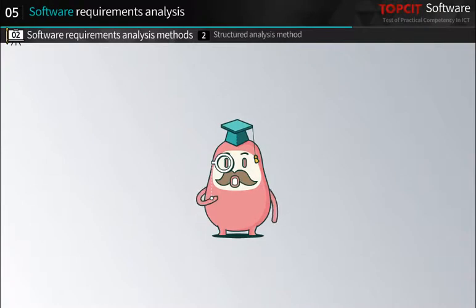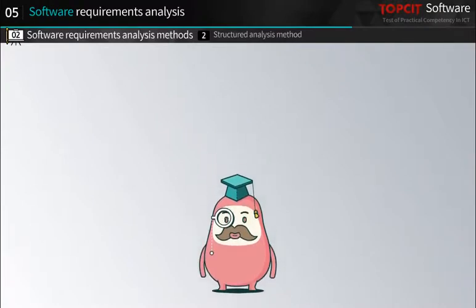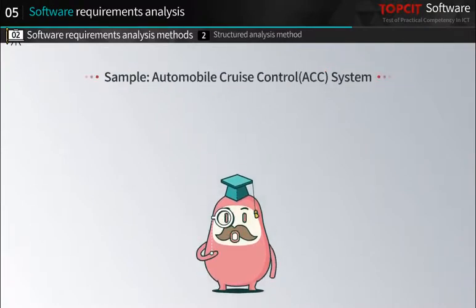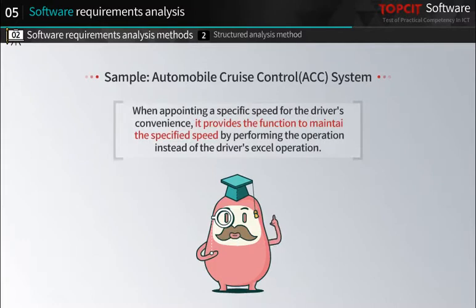Now, this is the structured analysis method. Here we will look at the development of the automobile cruise control system, which is widely used as an example of embedded system. This system provides the ability to maintain the specified speed by performing its operation instead of the driver's accelerator operation, when appointing a specific speed for the driver's convenience.